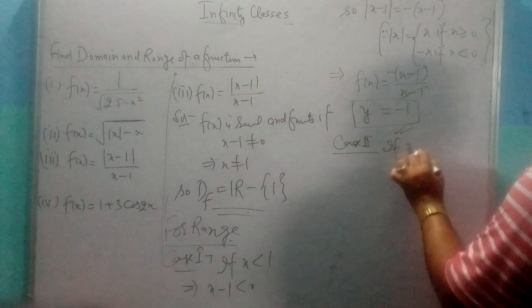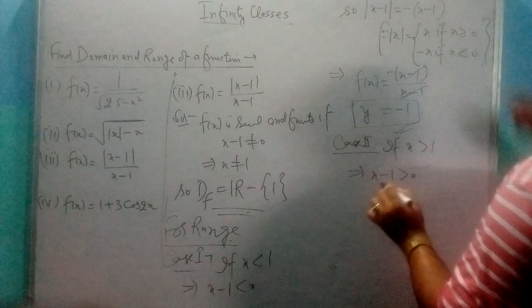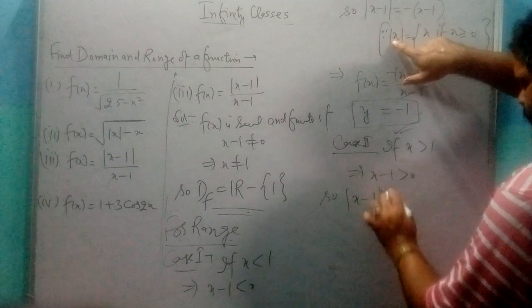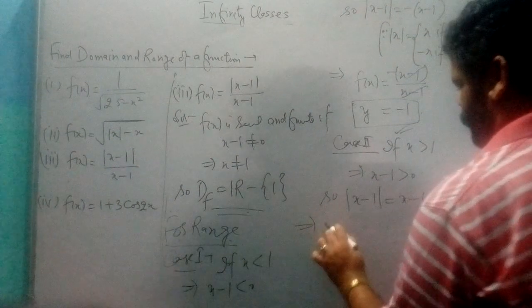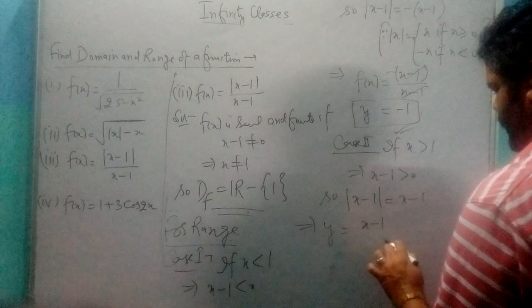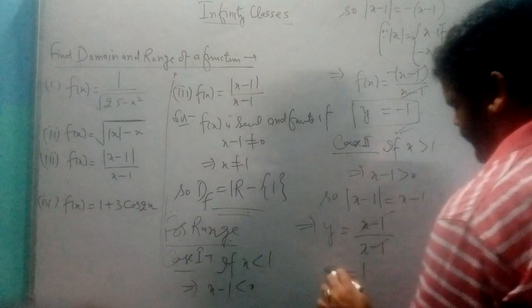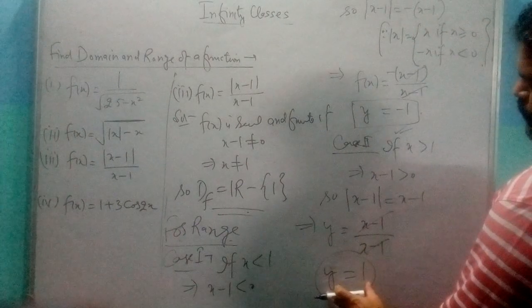if x is greater than 1, that means x minus 1 is greater than 0. So by definition, if inside quantity is positive, mod value is the same as element inside, implies y is equal to x minus 1 upon x minus 1, so this cancels out, so we get y is 1. When x is greater than 1, then value of y is 1.